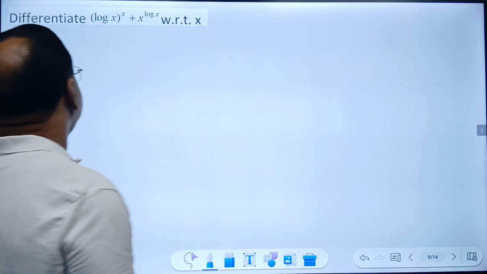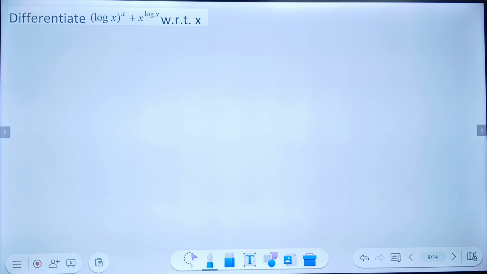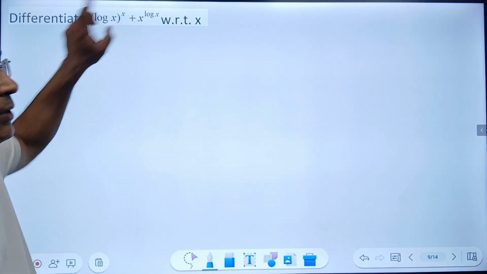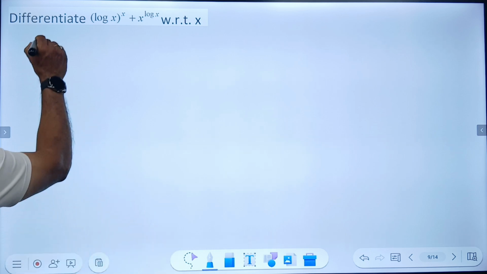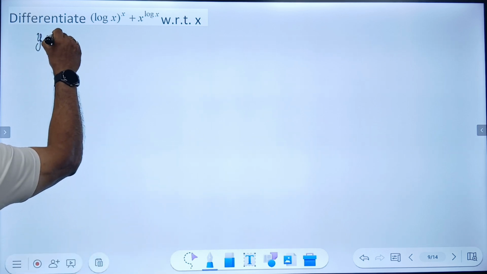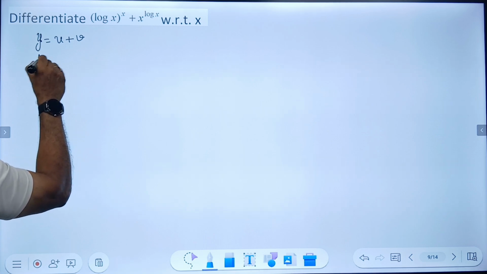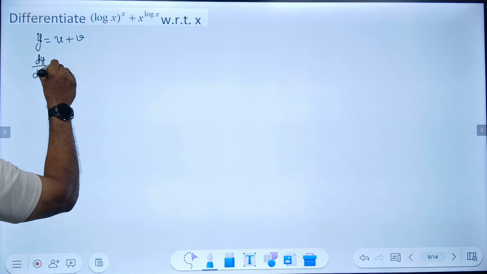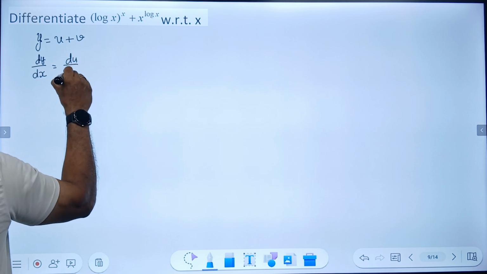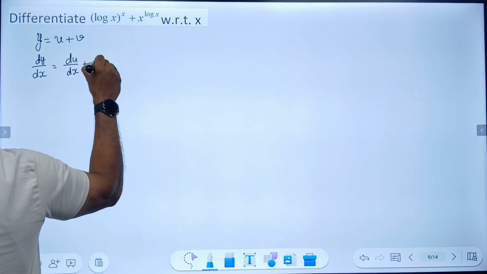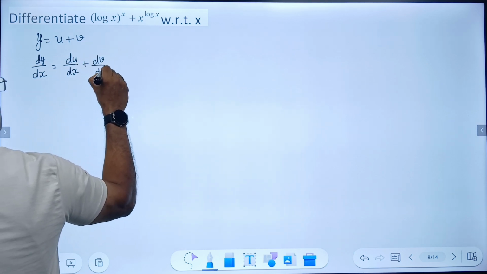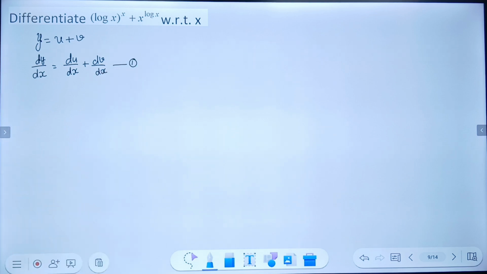Now the next one. Very, very important type of question. Log x power x plus x power log x. Now am I allowed to take log on both sides? Definitely no. What is the reason? Because I have a plus sign. So now what I will do? I call this as u plus v. Now differentiate. What is dy by dx? Differentiation gives du by dx plus dv by dx. Call this as 1.